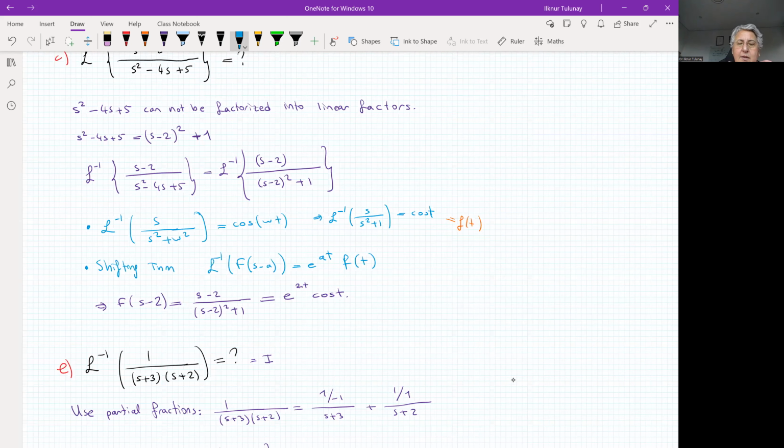I'm applying the inverse Laplace transform and writing down that. So the inverse Laplace transform of this will be e to the at, where a is equal to 2, so exponential 2t. And this one is a cosine function where w is equal to 1. This is 1 squared, 1. So that's cosine t.